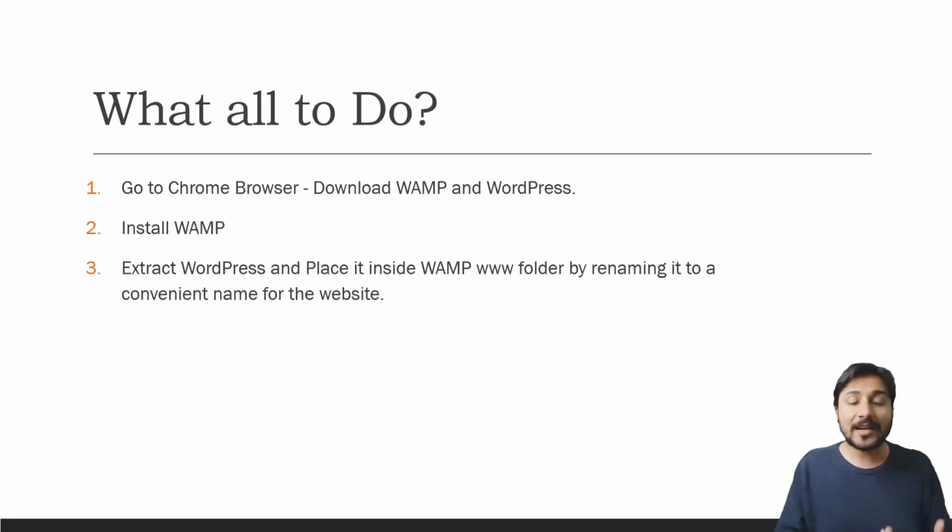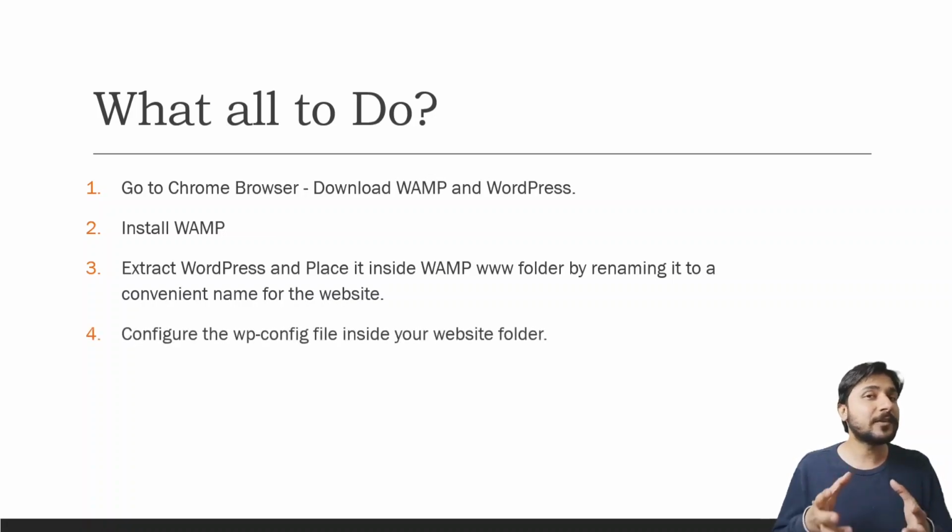Now, for extracting the WordPress, you can use any software that you have been using. So it can be 7-zip, or it can be WinZip, or your default Windows extractor as well, depending upon what you want to use. Then you have to go ahead and configure the wp-config file. So it's going to be a very important file that you have to configure.